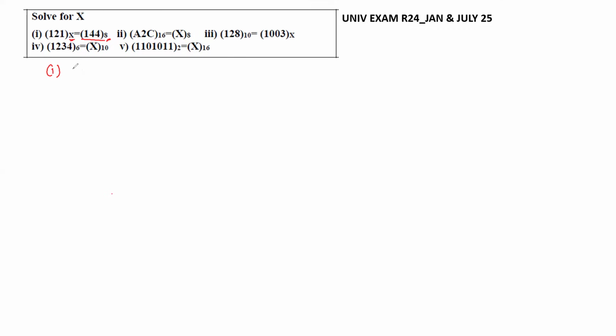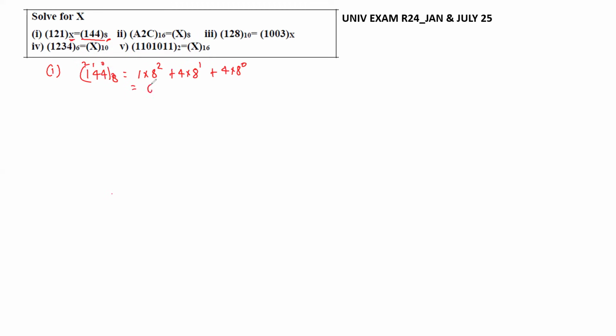So here we have 1 4 4 in octal. If you have to convert octal to decimal, what will be the value? You could also convert into hexadecimal or any other system. First, let's convert this into decimal. This is a weighted code, as you know. The positions are 0, 1, 2. So we have 1 into 8 to the power 2, plus 4 into 8 to the power 1, plus 4 into 8 to the power 0.